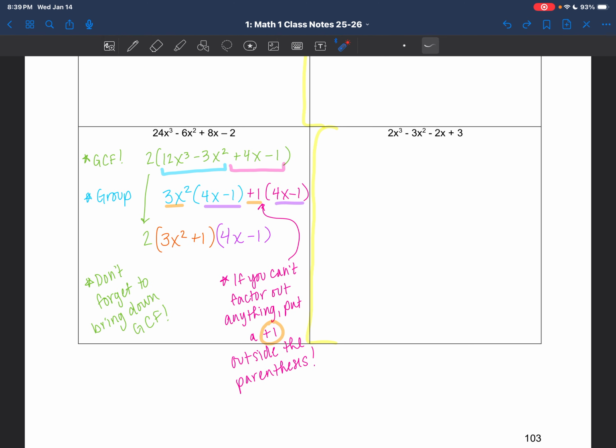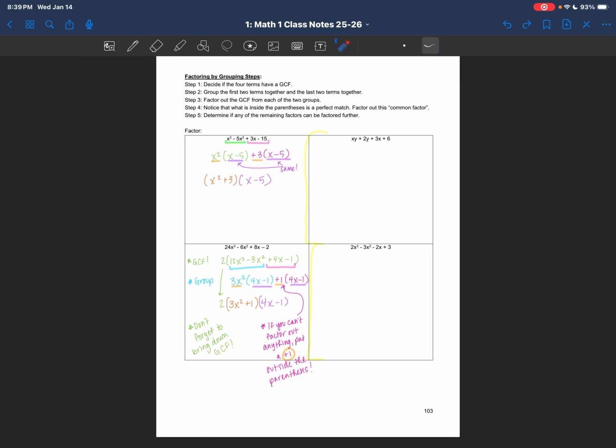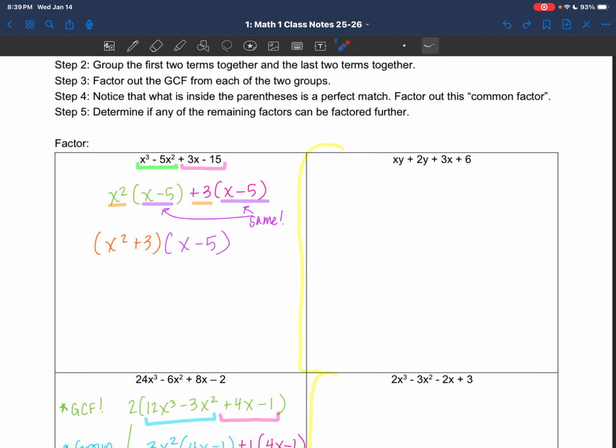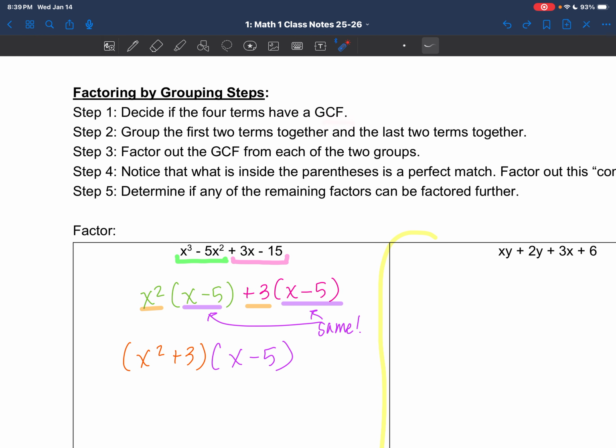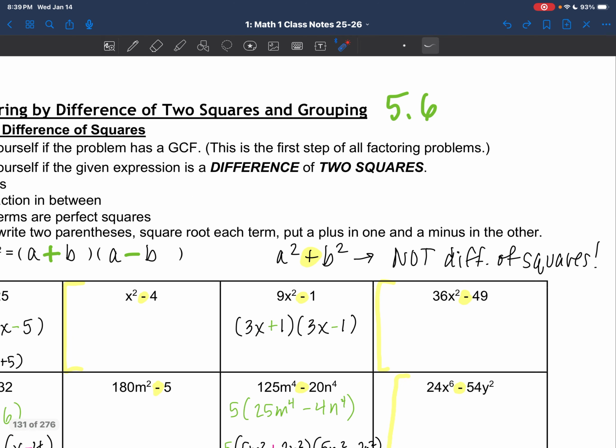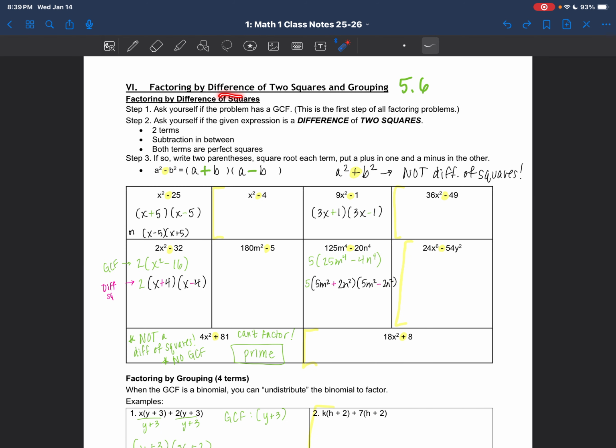All right, go ahead. I want you to try that one. Remember, grouping: GCF first with your 4 terms, and then you're going to start grouping 2 terms together and group the other 2 together and factor it out. And that is how you factor by difference of 2 squares and grouping.